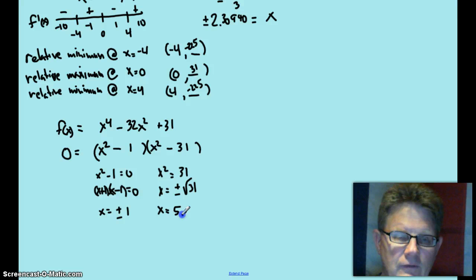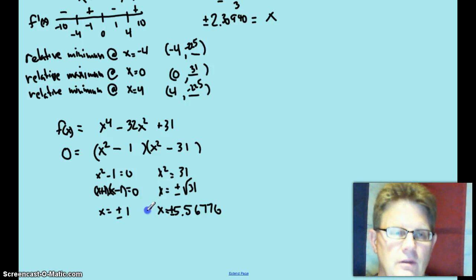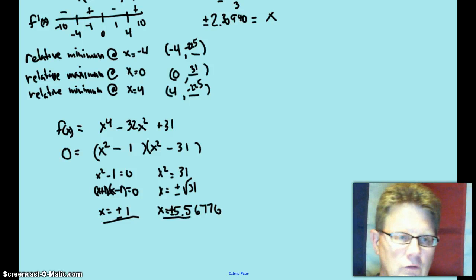5 point. Hold on a minute. There you go. Just a little bit over 5.5, and that should be plus and minus. All right. Now I think we're ready to graph this function with everything that we have. Let's go ahead and graph these zeros first. That'll be the best thing to do.